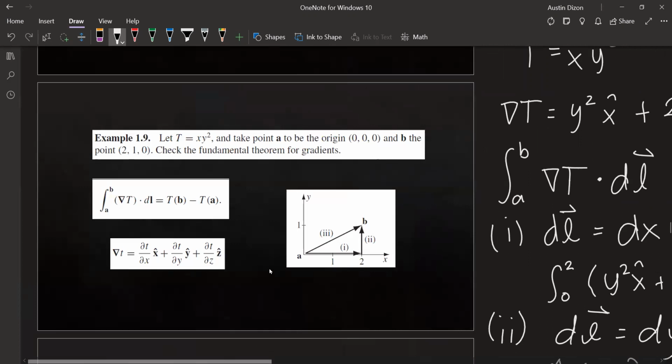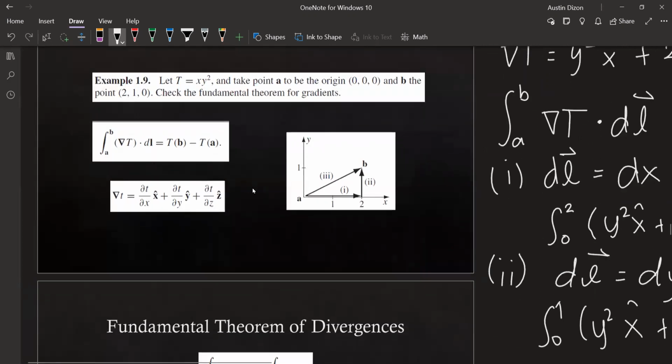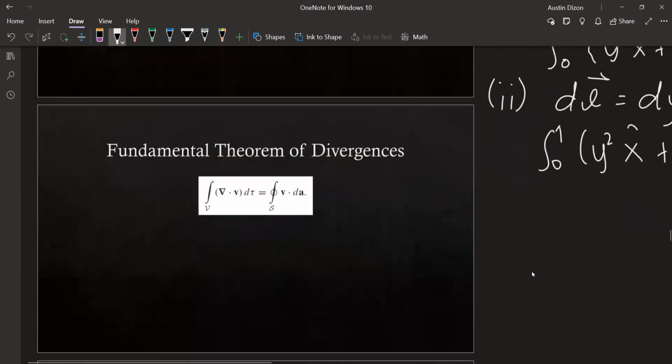So, tanong, tama ba yan sa ginamit natin, sa ginawa natin? Natapos na natin, nakapunta na tayo ng A to B, gamit yung paths 1 to 2. Then dapat equal siya dito sa TB minus TA. So ano yung TB minus TA?